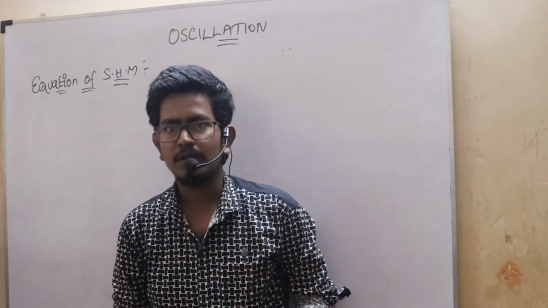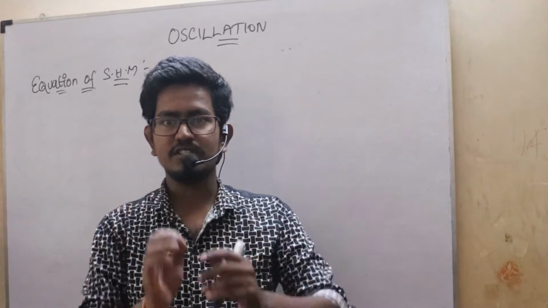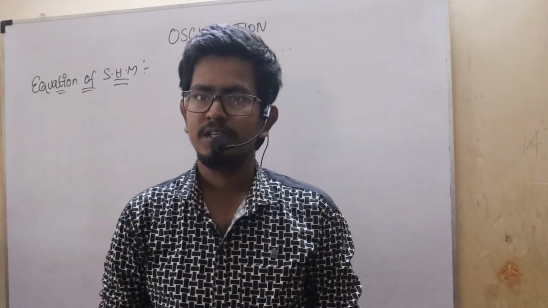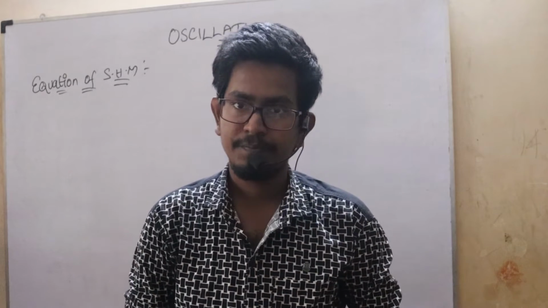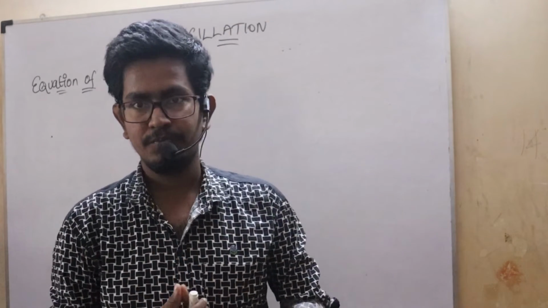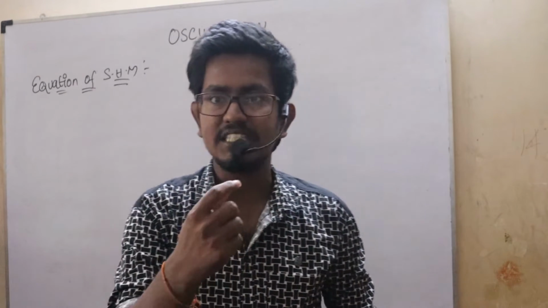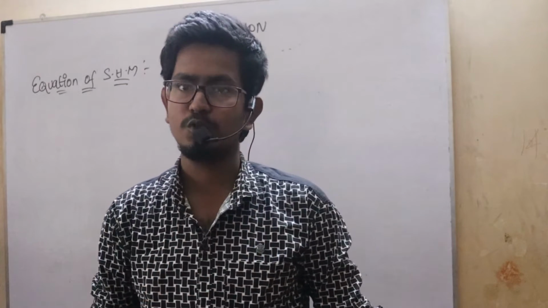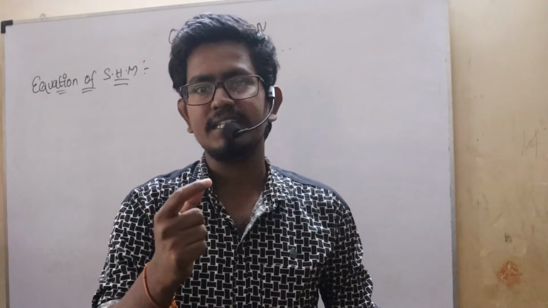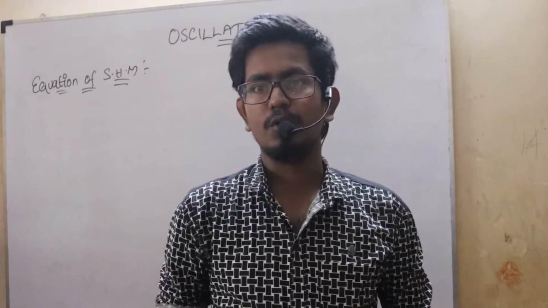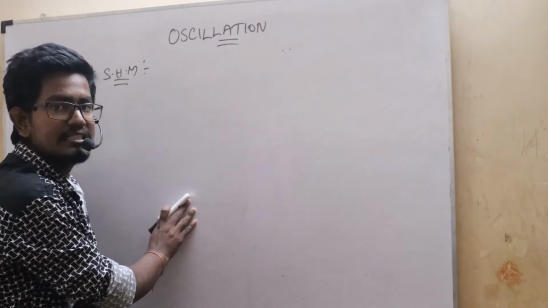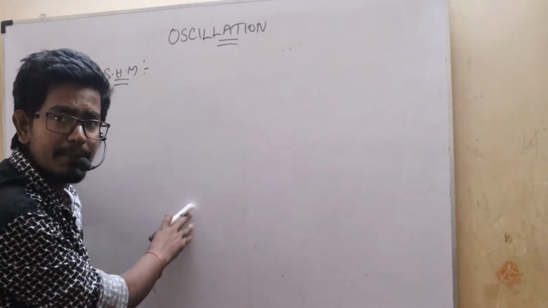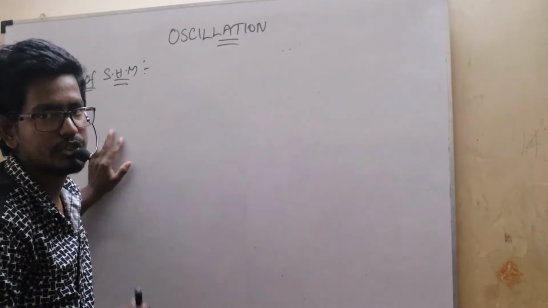So today we are going to discuss the equations of simple harmonic motion. If any object is exhibiting simple harmonic motion, then how can we find out? If any object is satisfying the equation of simple harmonic motion, then we can say that the object is exhibiting simple harmonic motion. So here I wrote the equation of SHM. SHM means simple harmonic motion.